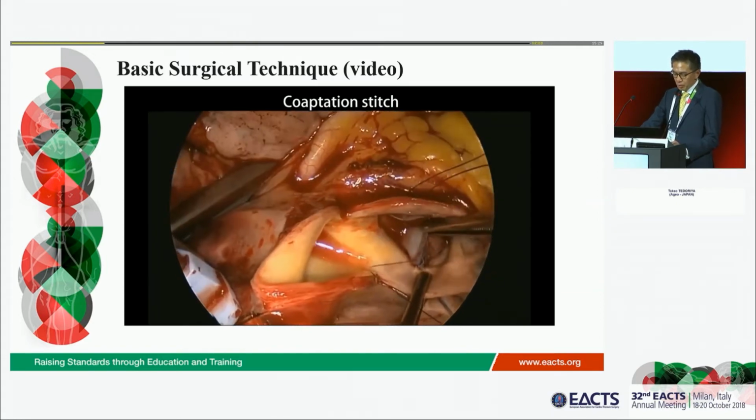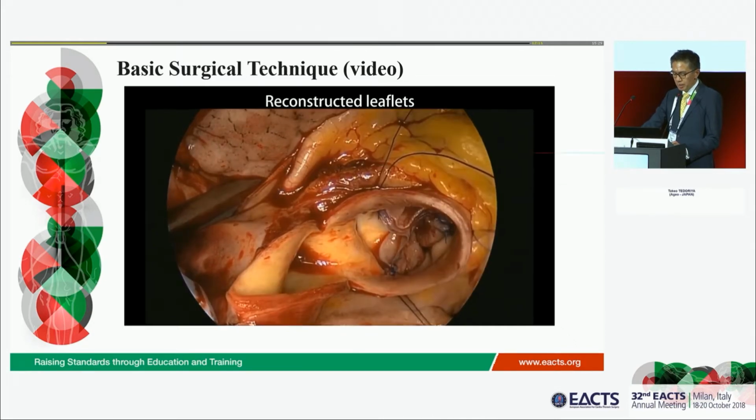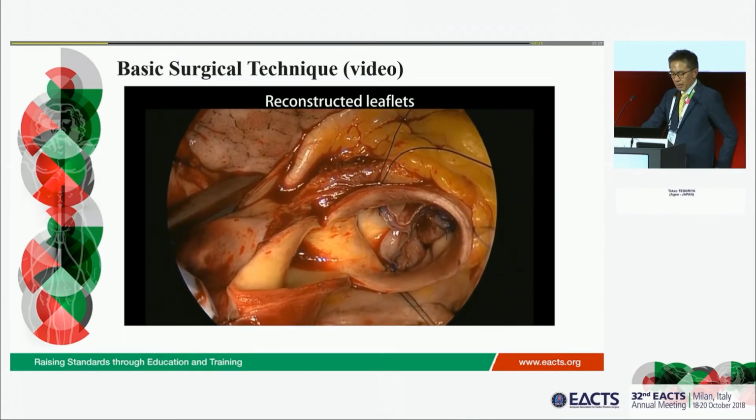So after completion, we put in the coaptation stitch between each leaflet to prevent minor leakage and occlusion of coronary arteries.